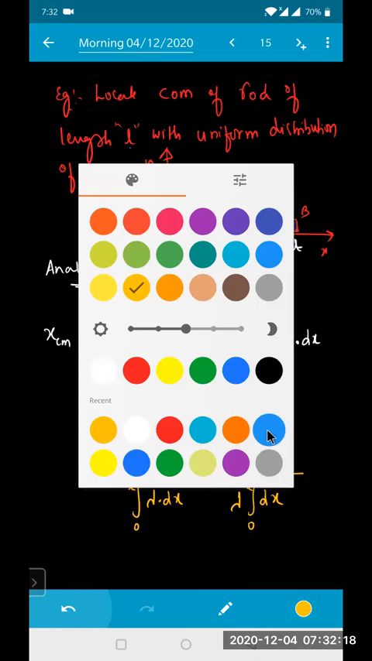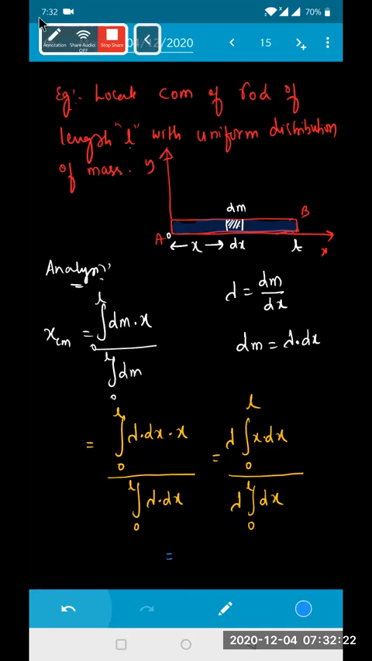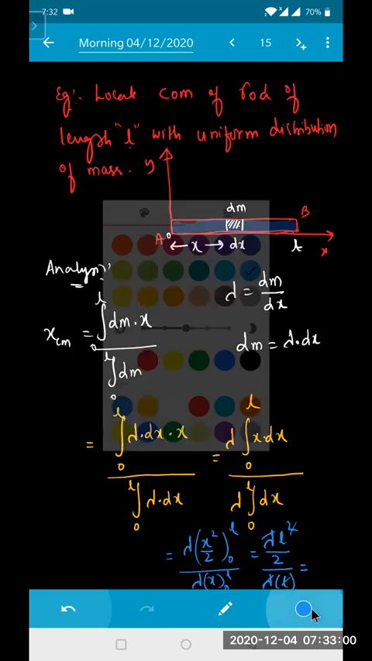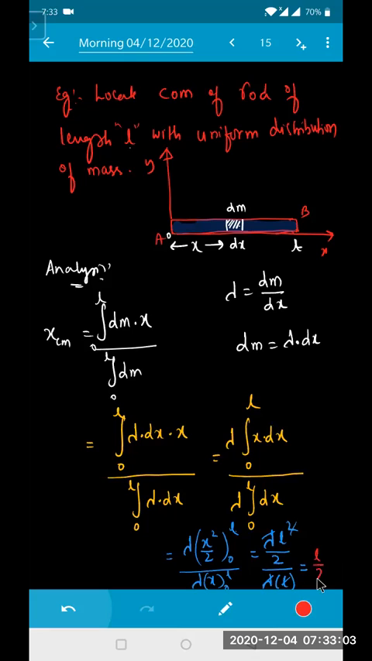Now let us calculate this. Lambda out, integral of x into dx is x square by 2, limit 0 to L, divided by integral of dx, which is x, limit 0 to L. Substitute upper limit minus lower limit: lambda into L square by 2 divided by lambda into L. Lambda cancels, and square and length cancel. So the answer is L by 2.